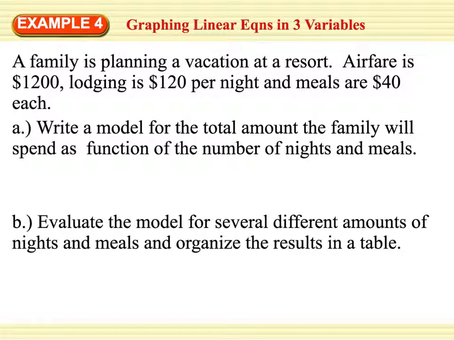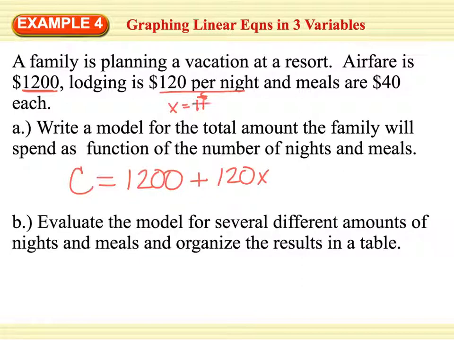So because we're looking at how much we're spending, I'm just going to call this a cost, or C. And if we go back into our problem, we see that we spend $1,200 whether we stay there for 1 night or 2 weeks. So I'm going to include the $1,200. And it tells us that we have $120 per night. So because of that word per, I know I'm going to have to multiply this by something. So I'm going to go 120x, and x is going to be our number of nights.